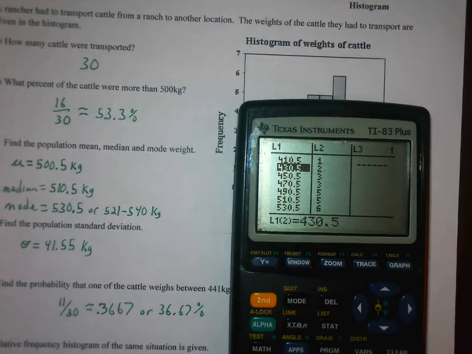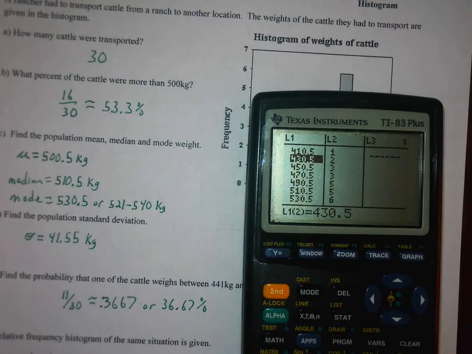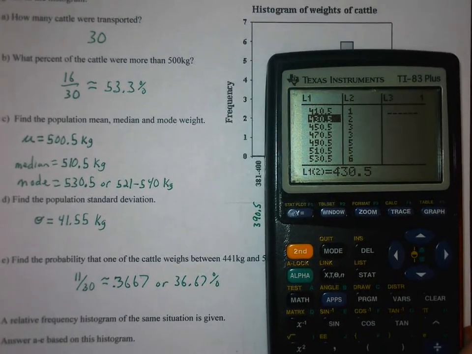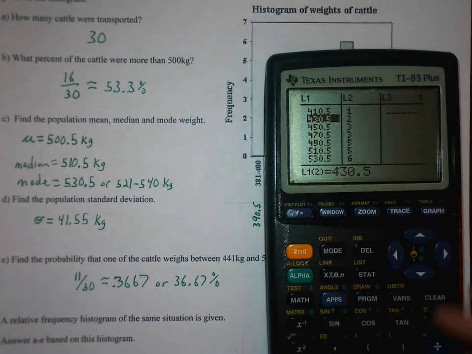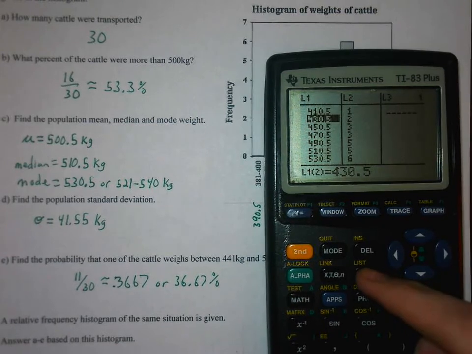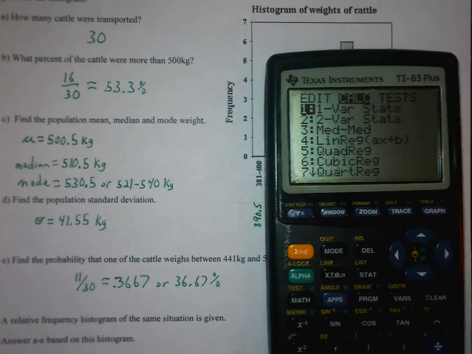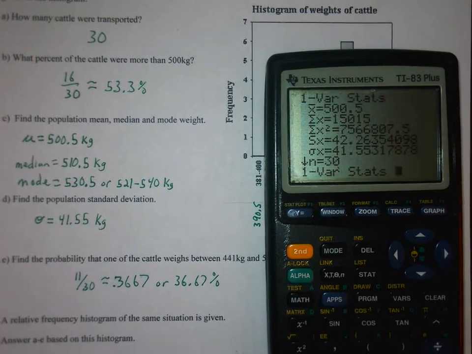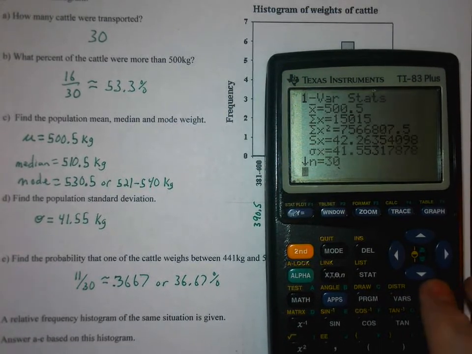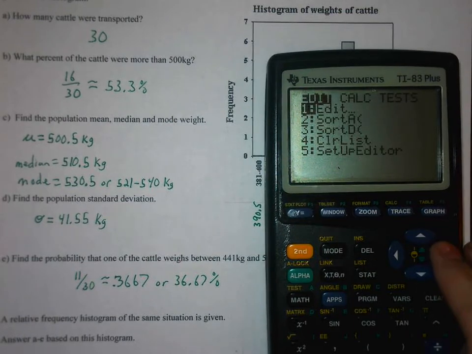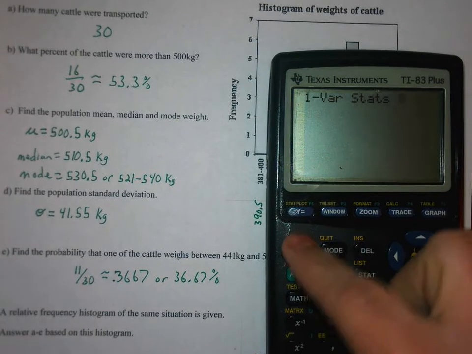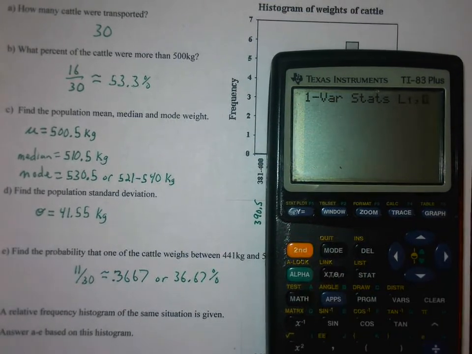Okay, so the midpoints for your weights are in list 1, and then list 2 has the frequency for each of those intervals. So then to calculate the 1-var stats, to find the mean, median, mode, press stat, calculate 1-var stats. Oops, let me clear that so nothing is up there. So stat, calculate 1-var stats, and you want to do it on list 1, comma, list 2.